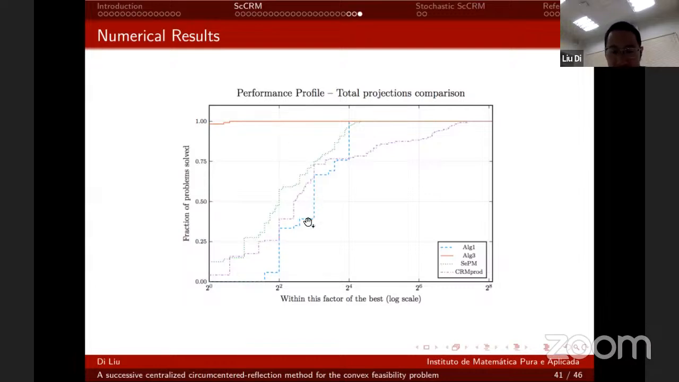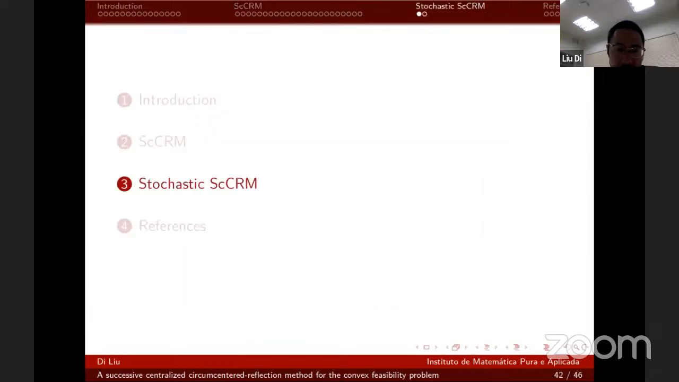Here I need to say thank you to Professor Louis Hafel. This numerical result comes from our paper, but Professor Louis Hafel made the main contribution to the numerical experiments. Okay, so this is about the successive centralized circumcenter reflection method.